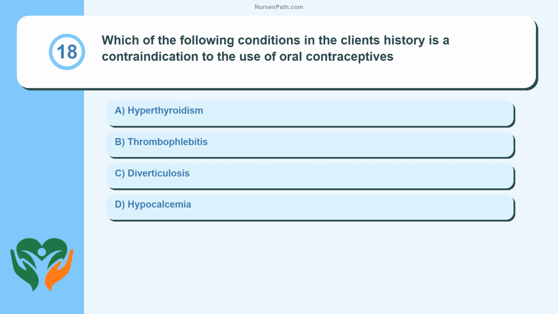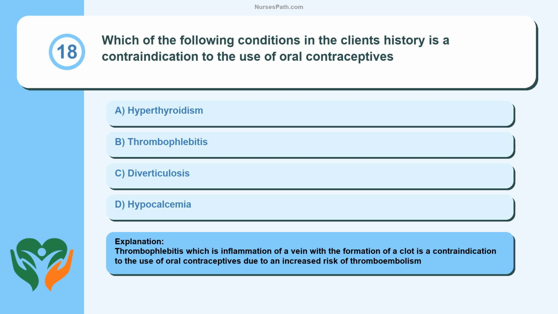Question 18. Which of the following conditions in the client's history is a contraindication to the use of oral contraceptives? Hyperthyroidism, thrombophlebitis, diverticulosis, hypocalcemia. Thrombophlebitis, which is inflammation of a vein with the formation of a clot, is a contraindication to the use of oral contraceptives due to an increased risk of thromboembolism.